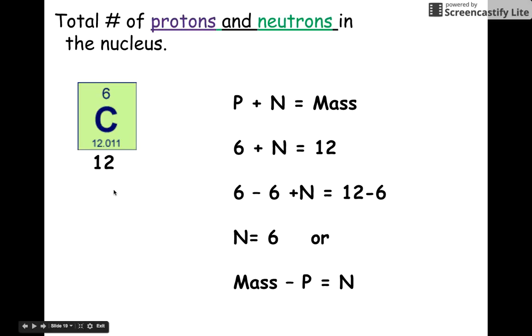So the mass is always going to be a combination of both protons and neutrons. Please remember that it's just the average of the mass of protons and neutrons, and that's going to change. The number of neutrons is going to change, and we're going to learn that later.